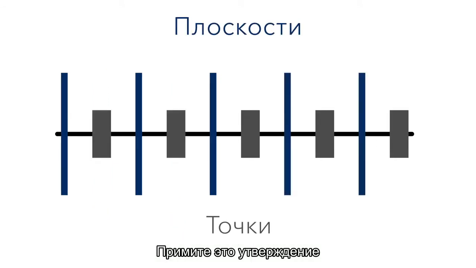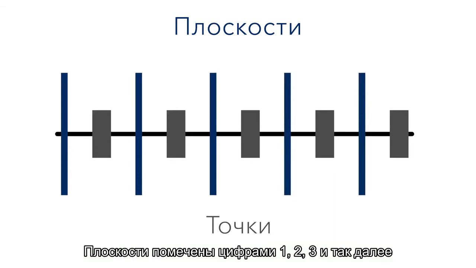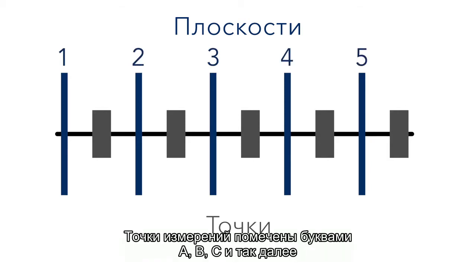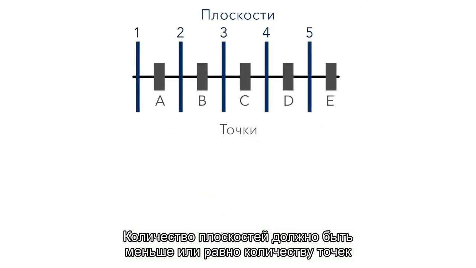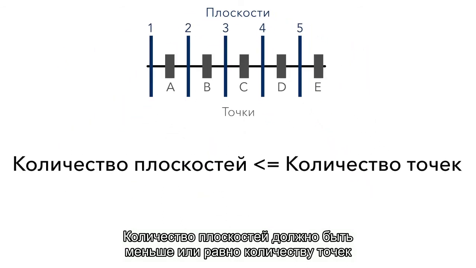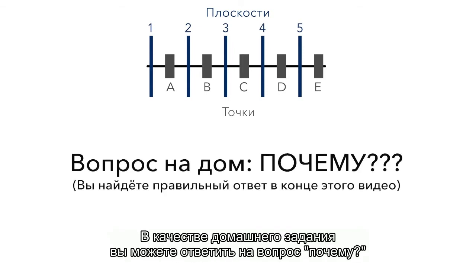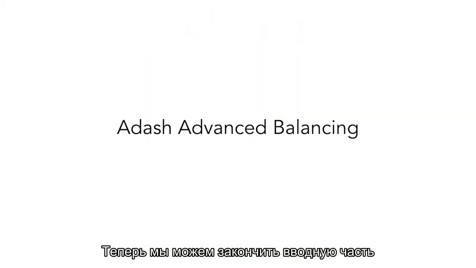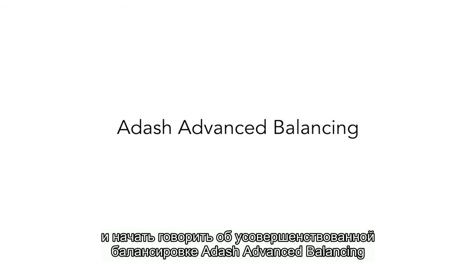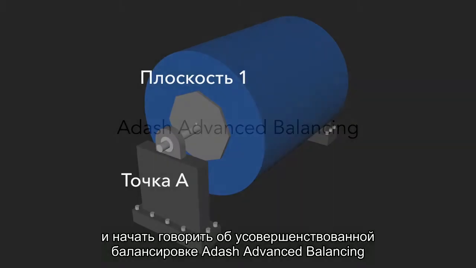Please accept this statement. The planes are marked by numbers 1, 2, 3, etc. The measurement points are marked by letters A, B, C, etc. The number of planes must be less or equal to the number of points. It is logical and simple. You can answer why as homework. Now we can finish the introduction and begin the discussion about ADASH advanced balancing.